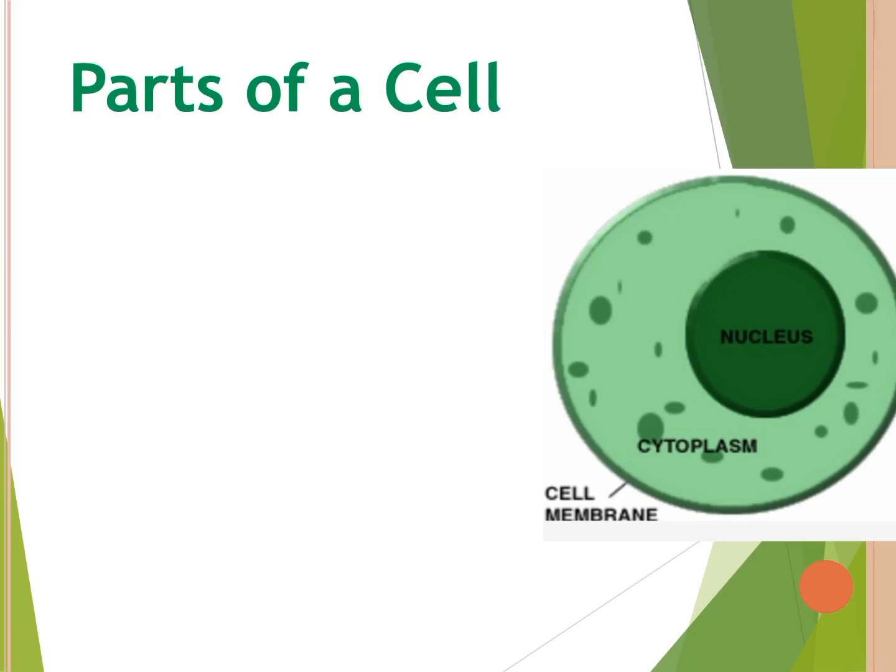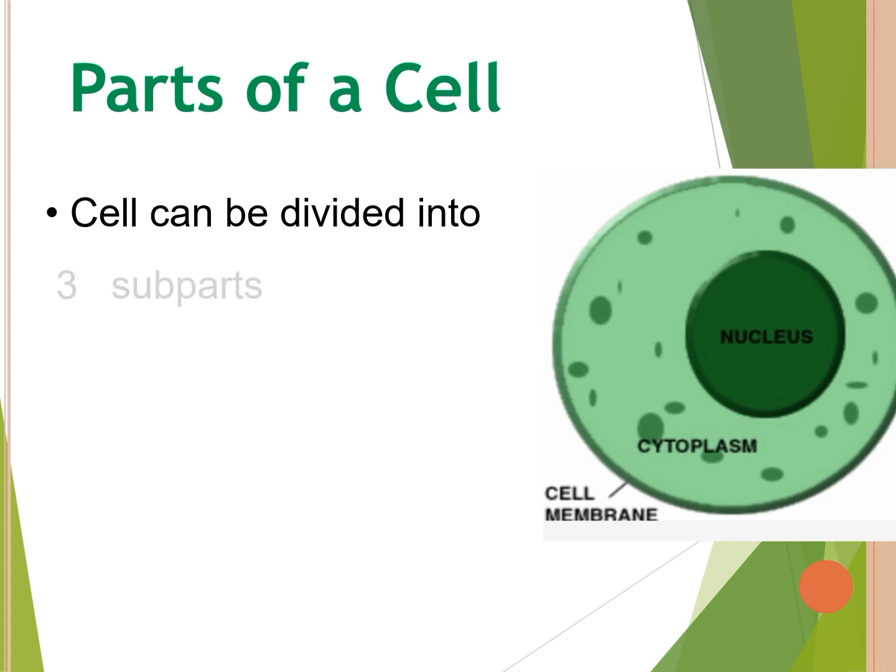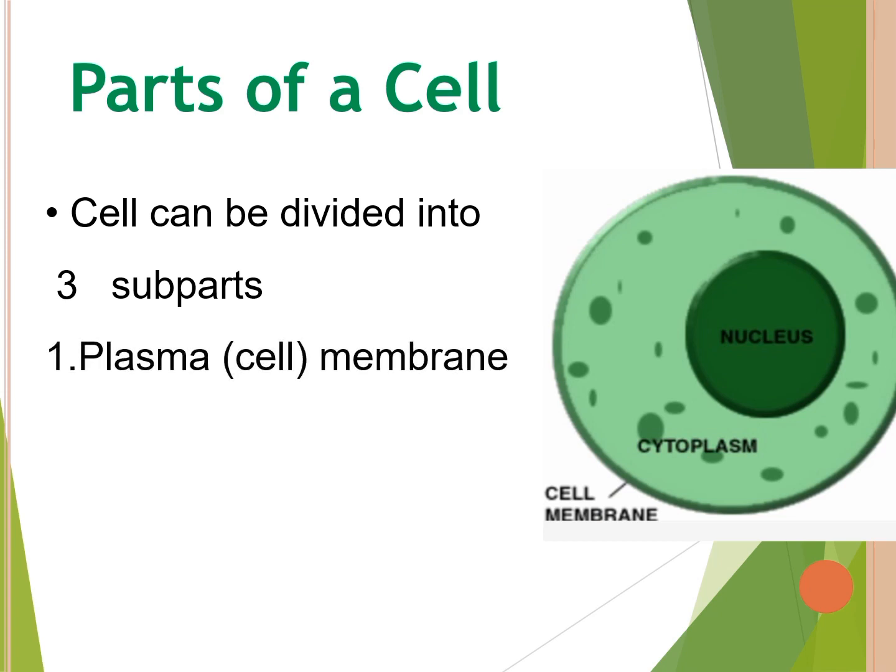What are the parts of a cell? A cell can be divided into three subparts. First is plasma or cell membrane. Second part is cytoplasm. And third part of a cell is nucleus.